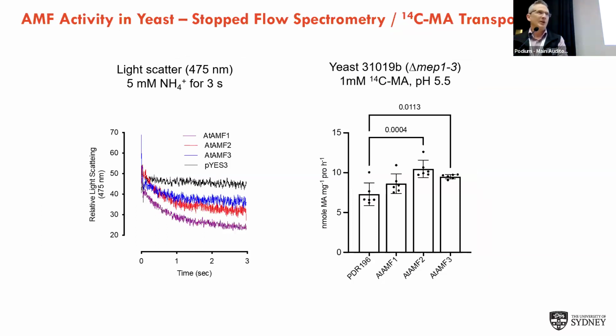And you can use radioactive tracers such as methylammonium and look at the quantification of flux of isotope into yeast cells. AMF2 shows quite a significant response to methylammonium and AMF3 as well, but AMF1 was really quite active as a methylammonium transport protein.